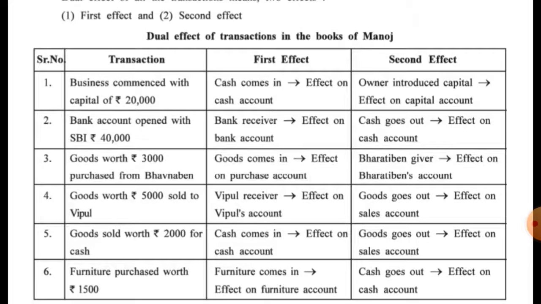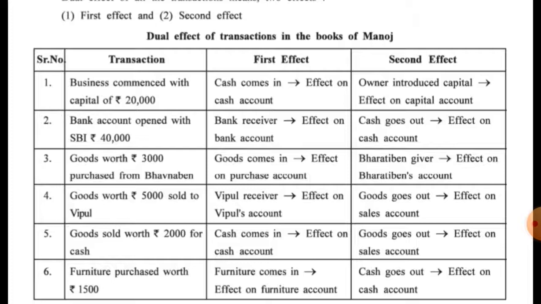Third transaction: goods worth rupees 3,000 purchased from Bhavna Ben. We have purchased goods from Bhavna Ben. The first effect is that goods come in, so the purchase account is affected. Second, we have purchased the goods from Bhavna Ben. Over here, by mistake it is written Bharti Ben, but whatever the name, Bhavna Ben or Bharti Ben, Bhavna Ben is the giver of the goods. So the second effect would be in Bhavna Ben's account.